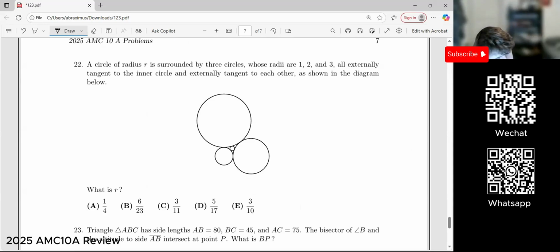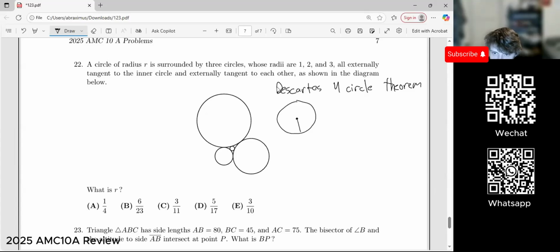So for this one, I want to use something called Fermat's little theorem. Or sorry, not Fermat's little theorem. So Descartes' 4-circle theorem. And so I just want to say, if I have a circle and its radius is Ri, then Ki, which is the curvature, is equal to 1 over Ri.